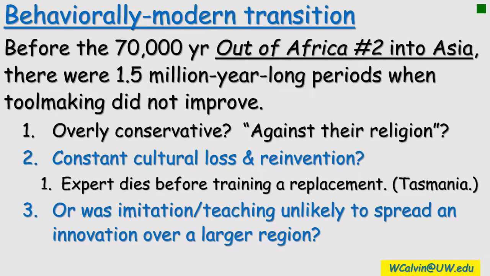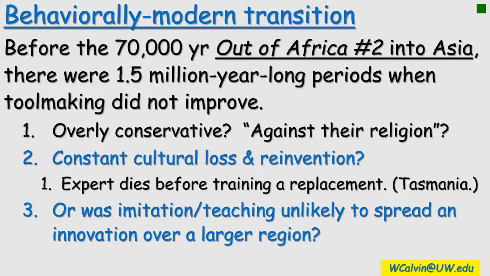But constant cultural loss, then somebody having to reinvent it. I mean, if your expert dies before training a replacement, it's lost to everybody. And Tasmania appears to be an example of this 13,000 years ago when it got cut off from Australia. They happened to lose their fire starting ability. And there was no way to regain it by somebody walking down from Australia.